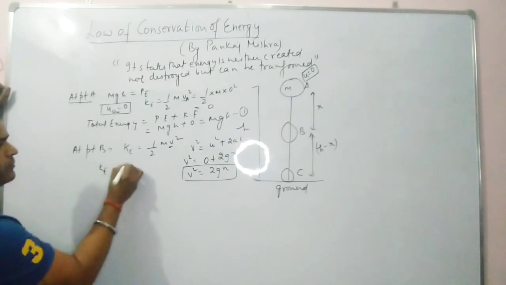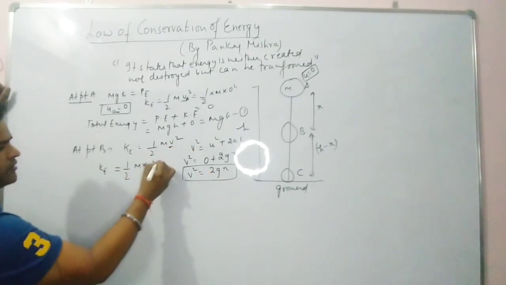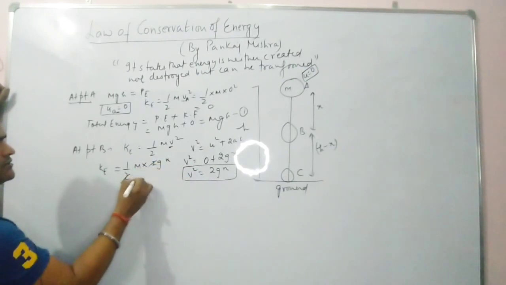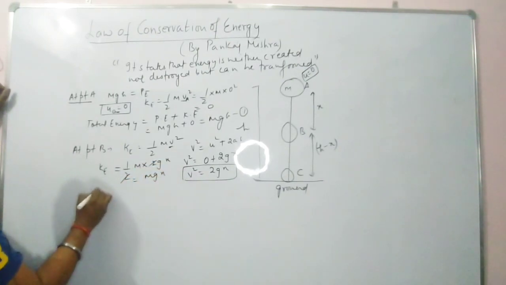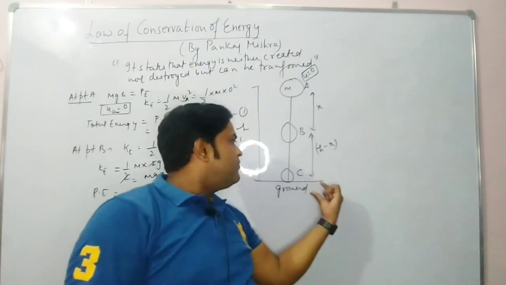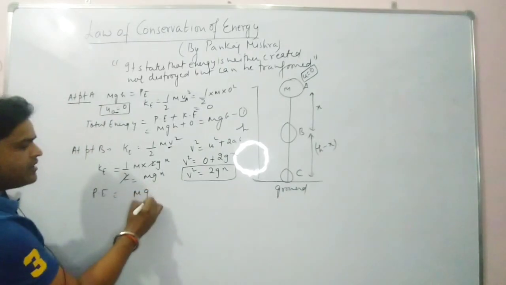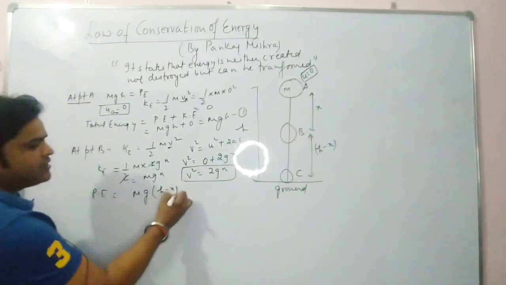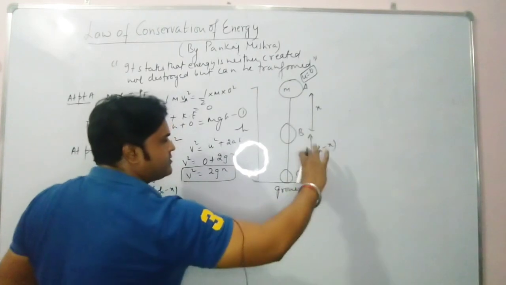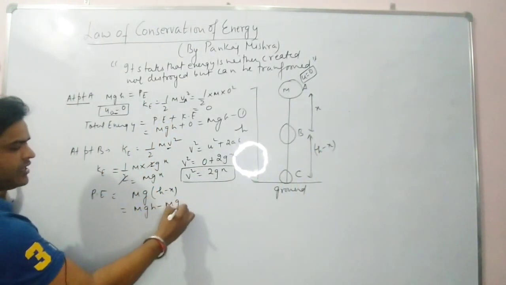So kinetic energy will be equal to half, mass will remain same. For this v square we will put 2gx. So 2 से 2 cancel, this will be mgx. Now what about the potential energy? Since the object is at point B, so from the ground it is at a distance of h minus x. So potential energy is mg into h minus x, since it is at this much distance from the ground. So this is mgh minus mgx.